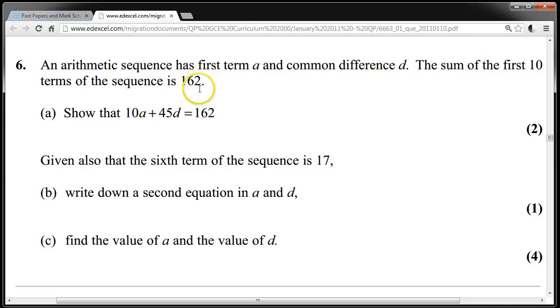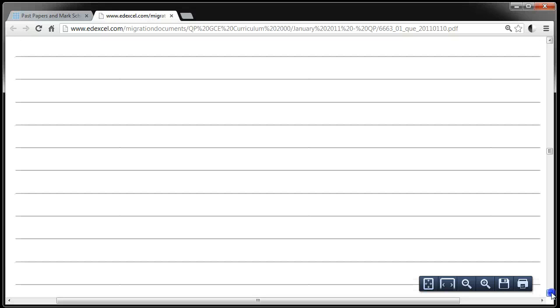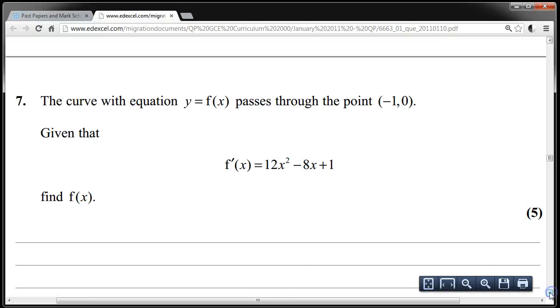Question 6, APs, arithmetic sequences. The sum of the first 10 terms is 162. That would be easy to obtain then, wouldn't it? The 6th term is 17. Write down another equation in A and D, and then solve for A and D. No more than simultaneous equations basically there. So very easy, straightforward question for number 6. Question 7.